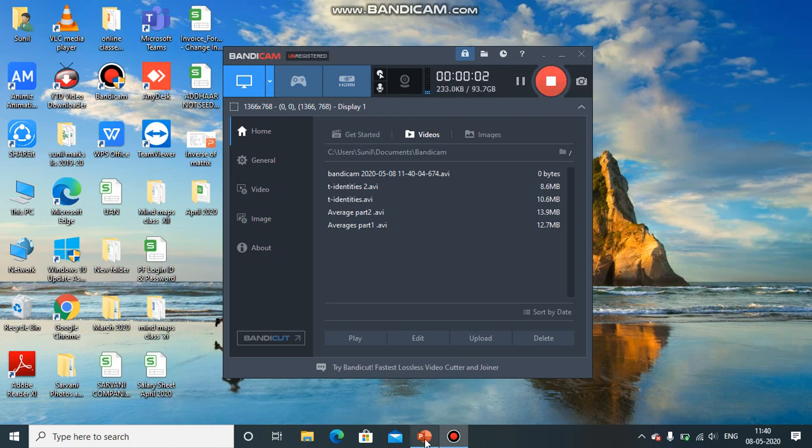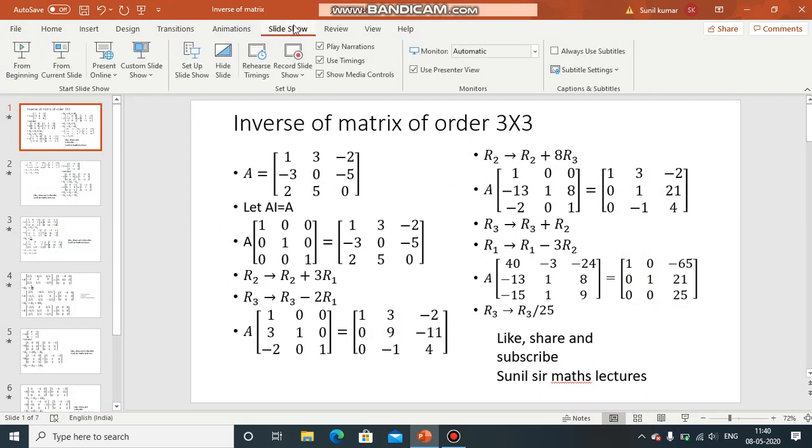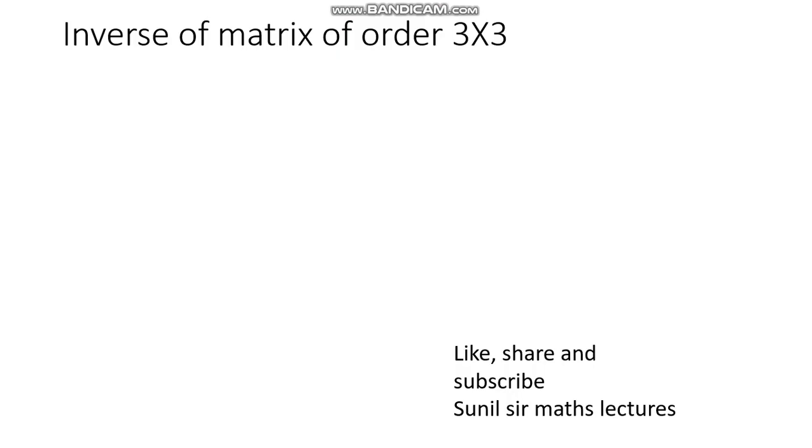Good morning. Today we will see 3 by 3 matrix inverse by using elementary row operation. Your first matrix, you can see here, is the 3 by 3 matrix 1 3 minus 2, minus 3 0 minus 5, 2 5 0. When you have the first element 1, I just wanted to make the down two zeros.